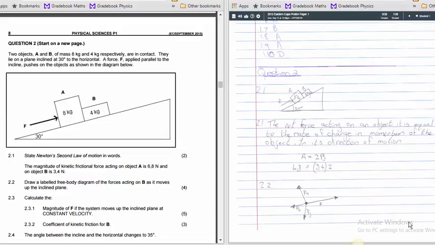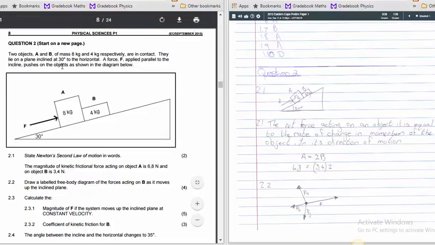Okay, so in this question, question 2, we have two objects A and B. A has a mass of 8 kilograms and B 4 kilograms respectively, and they're in contact with each other, so there's nothing in between. They lie on a plane with an incline of 30 degrees to the horizontal, and a force of F is applied to the incline, and it pushes up on the objects as shown in the diagram. Okay, so here we go.